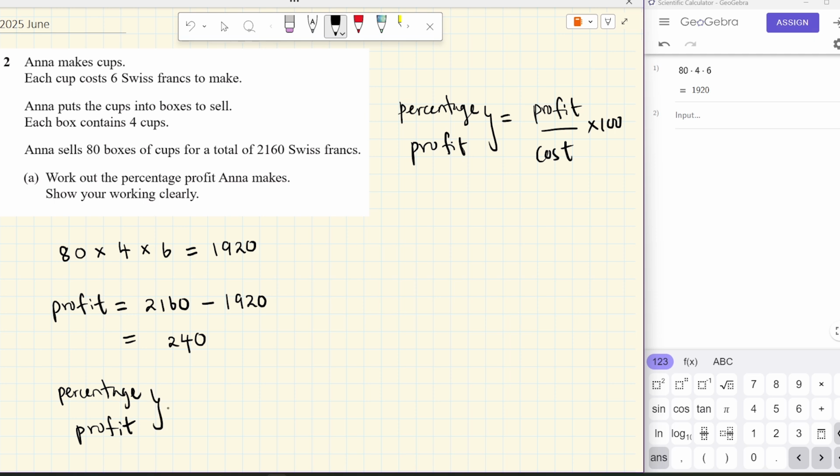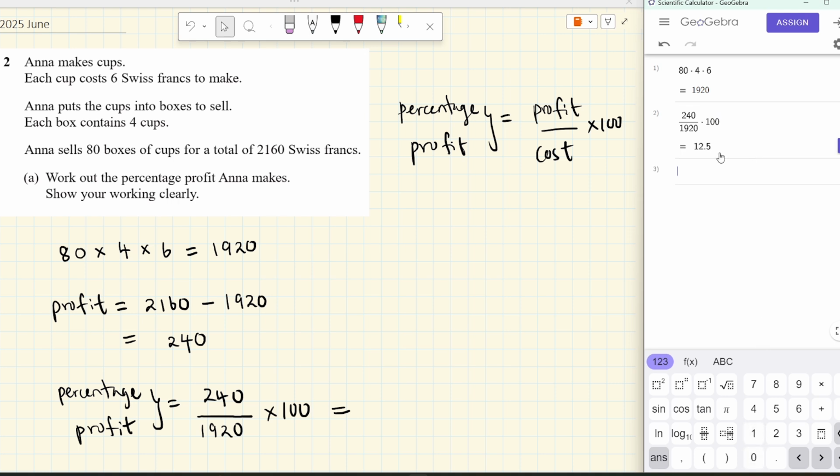Percentage profit equals profit, that is 240, over total cost, that is 1,920 into 100. This gives you 240 over 1,920 into 100, 12.5.